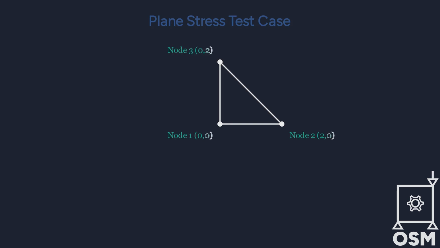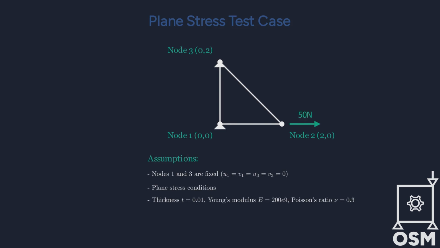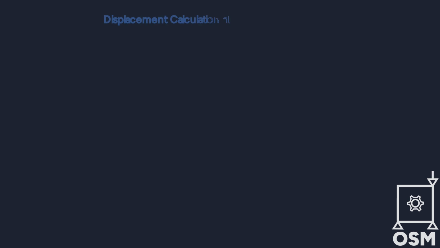Let's walk through a simple plane stress test case using our previous triangular finite element. We're working with a material that has a Young's modulus of 200 gigapascals, a Poisson ratio of 0.3, and a thickness of 10 micrometers. A 50 newton force is applied on node 2. The area of the triangle is half the determinant of the Jacobian.